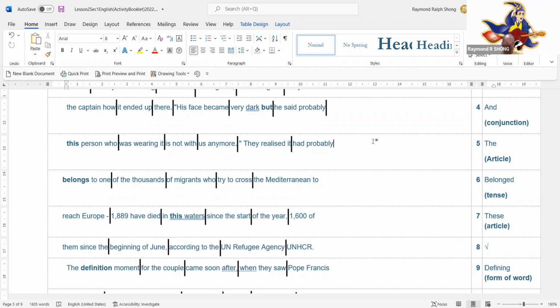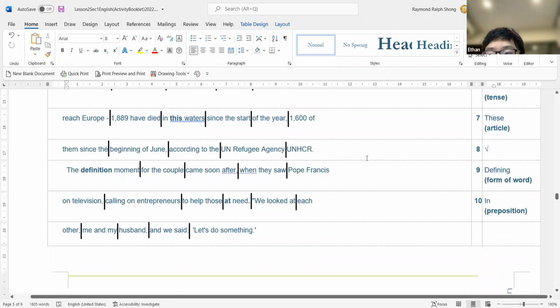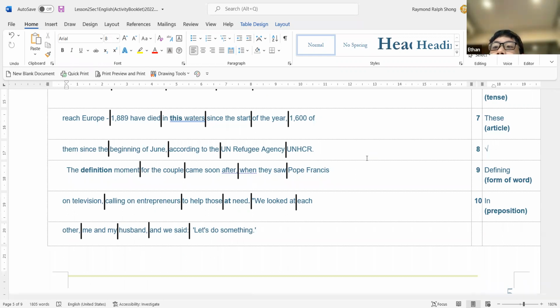1,889 have died in these waters since the start of the year, 1,600 of them since the beginning of June, according to the UN Refugee Agency, UNHCR. The defining moment for the couple came soon after, when they saw Pope Francis on television, calling the entrepreneurs to help those in need. We looked at each other, me and my husband, and we said, let's do something.